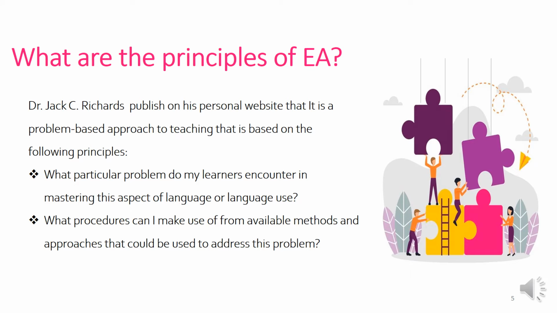And the second principle: what procedures can I make use of from available methods and approaches that could be used to address this problem? So the second principle is to identify the solution, or the best procedure for solving the problem. The first principle is identifying the problem, and the second one is identifying the best solution or treatment for this problem. These are the principles of eclecticism or the eclectic approach.